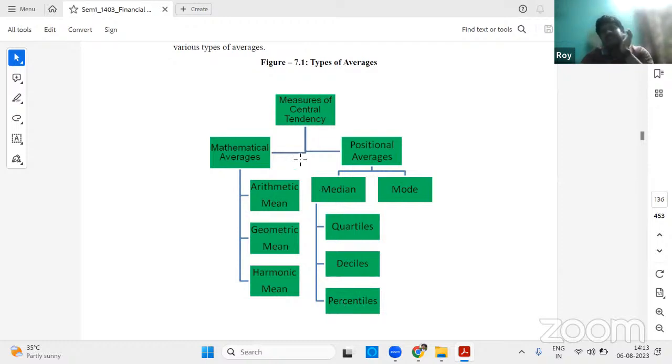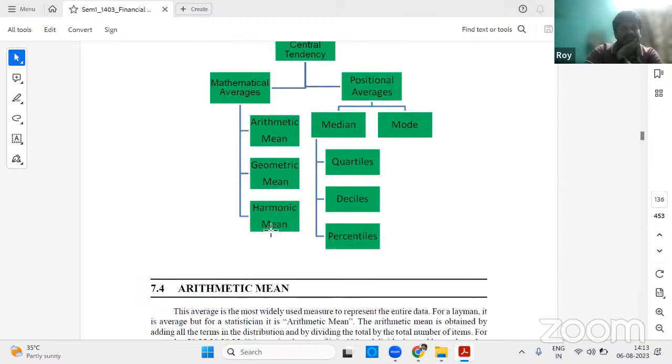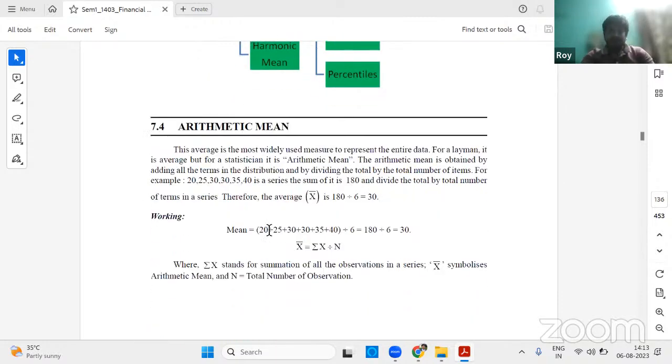What are the mathematical averages here? AM, GM, HM. That we know. What is arithmetic mean? Arithmetic mean, the average, is the most widely used measure to represent the entire data. We already described this, we understand this. For a layman, it is an average. For the statistician, it is an arithmetic mean. Very simple. Sir, what is arithmetic mean?